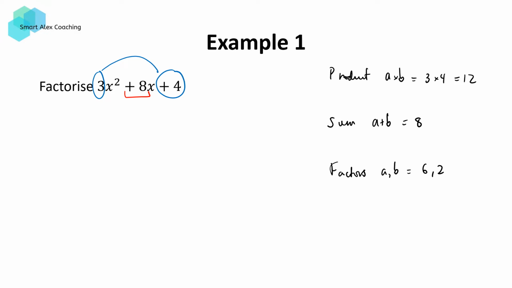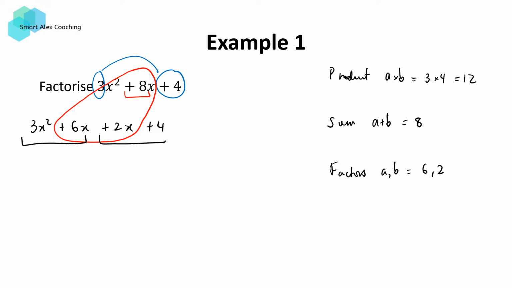Once we identify the factors, we're going to break down the middle term 8x into 3x squared plus 6x plus 2x plus 4. Note here that I haven't changed the expression. I've simply rewritten it, but this allows us to progress further by factorizing using the grouping in pairs method.